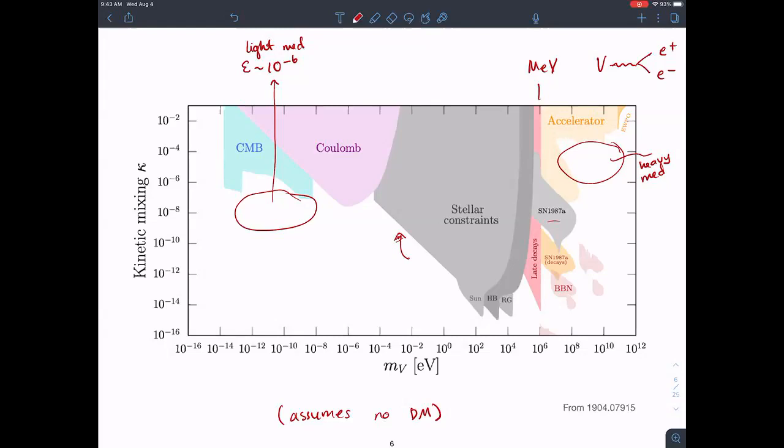Okay, so just keep in mind that given all these constraints, I'm going to be looking at two possible rough parameter ranges for this dark photon, one living here and one living up there.